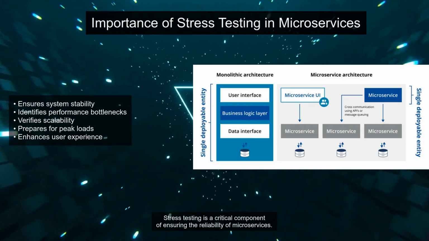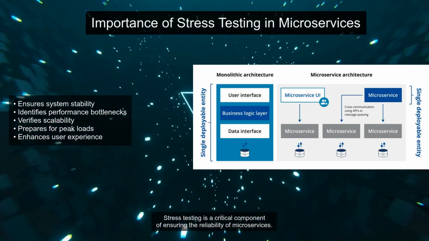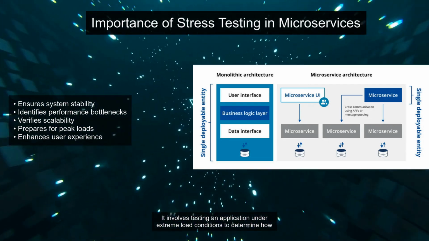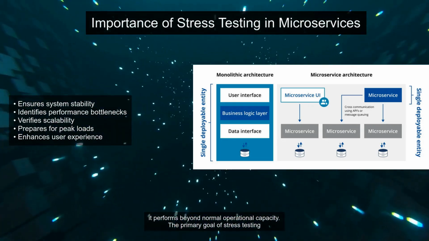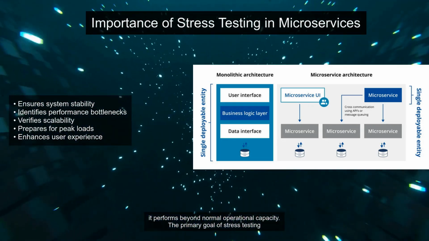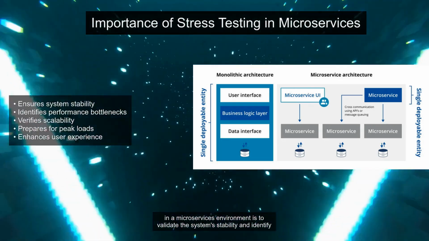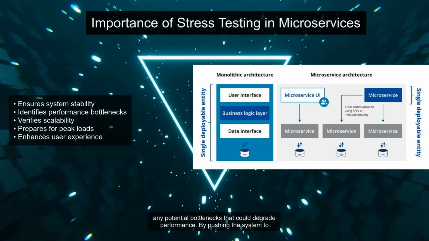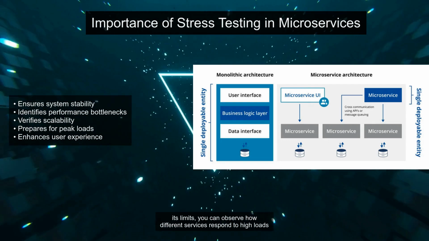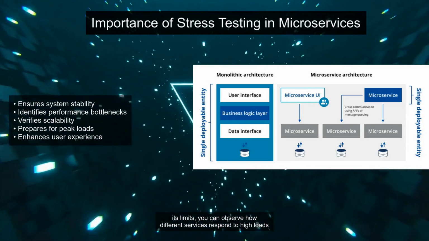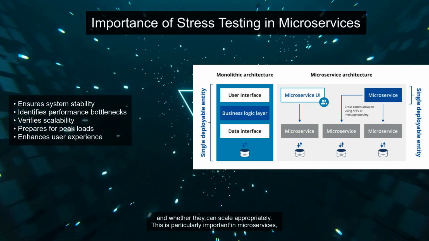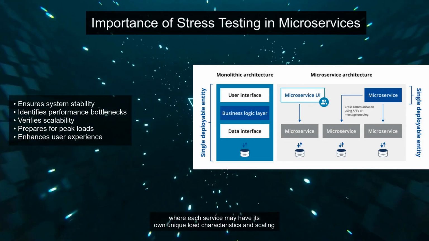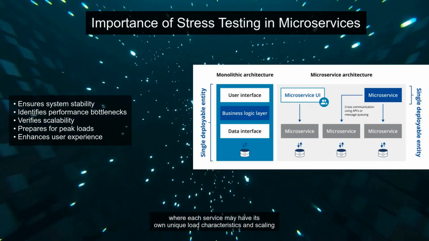Stress testing is a critical component of ensuring the reliability of microservices. It involves testing an application under extreme load conditions to determine how it performs beyond normal operational capacity. The primary goal of stress testing in a microservices environment is to validate the system's stability and identify any potential bottlenecks that could degrade performance. By pushing the system to its limits, you can observe how different services respond to high loads and whether they can scale appropriately.